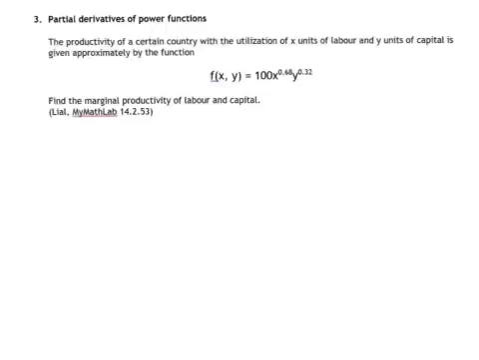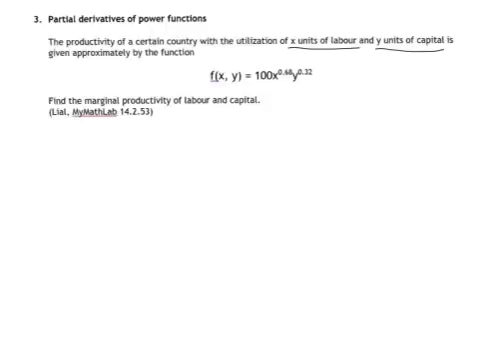The question reads, the productivity of a certain country with the utilization of X units of labor and Y units of capital is given approximately by this function. It says find the marginal productivity of labor and capital. So here again we have a multivariate function where X equals the units of labor and Y units of capital. And it says find the marginal productivity of labor and capital.